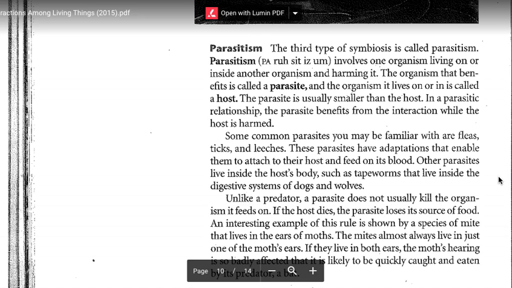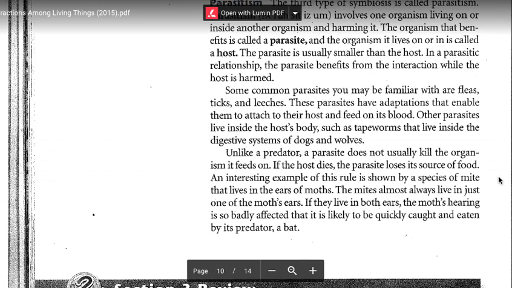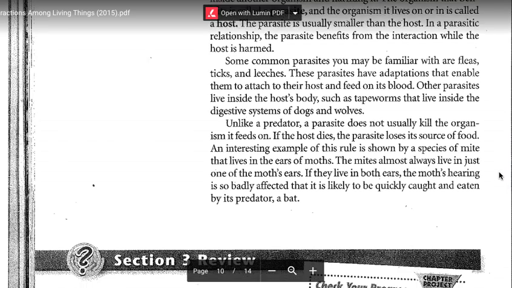In a parasitic relationship, the parasite benefits from the interaction while the host is harmed. They're hurt. Some common parasites you may be familiar with are fleas, ticks, and leeches. These parasites have adaptations that enable them to attach to their host and feed on its blood. Other parasites live inside the host body, such as tapeworms that live inside the digestive systems of dogs and wolves.